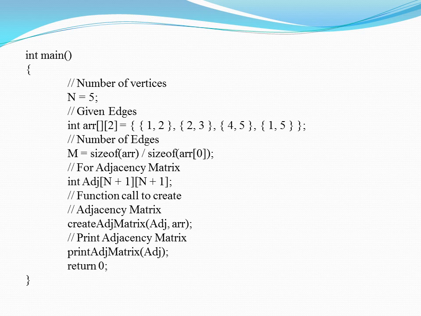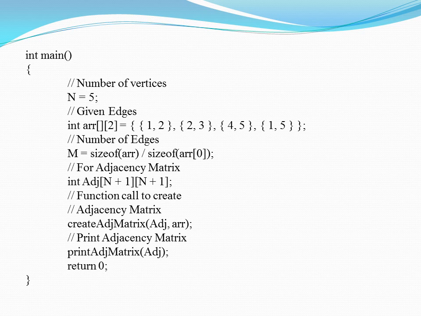In the main function we are going to call the functions. n equal to 5 denotes that there are 5 vertices. The array holds the edges list. 1, 2 denotes there is a path between vertex 1 and 2. 2, 3 means there is a path between 2 and 3. Then we are calculating the number of edges.